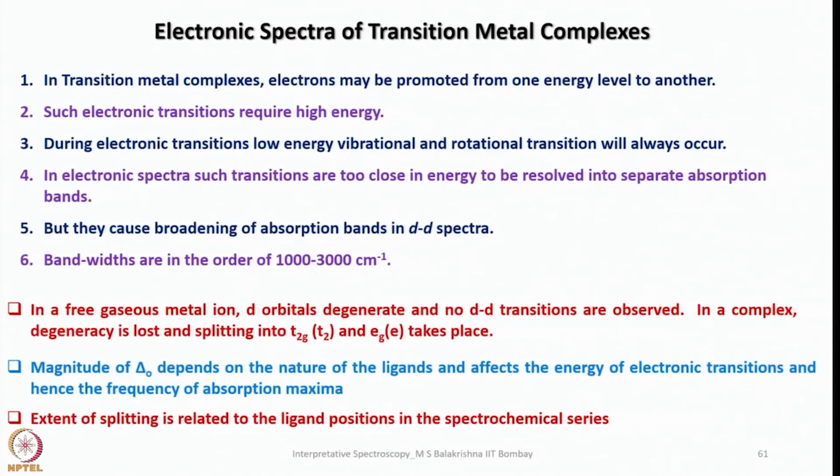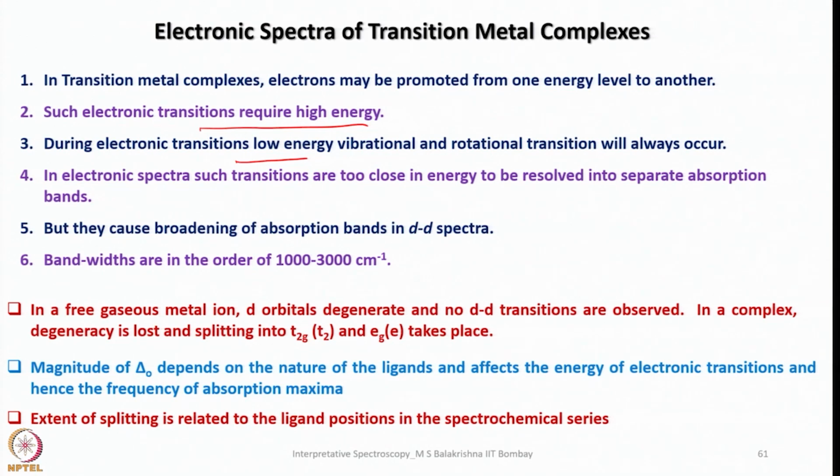So now let us come back again to the electronic spectra of transition metal complexes. In transition metal complexes, electrons may be promoted from one energy level to another. Those two energy levels between which the electronic transition occurs are essentially called HOMO and LUMO, the highest occupied molecular orbital and the lowest unoccupied molecular orbital. Such electronic transitions require high energy, and during electronic transitions, low energy vibrational and rotational transitions will also occur, because each electronic state is composed of several vibrational levels, which in turn are composed of several rotational levels.